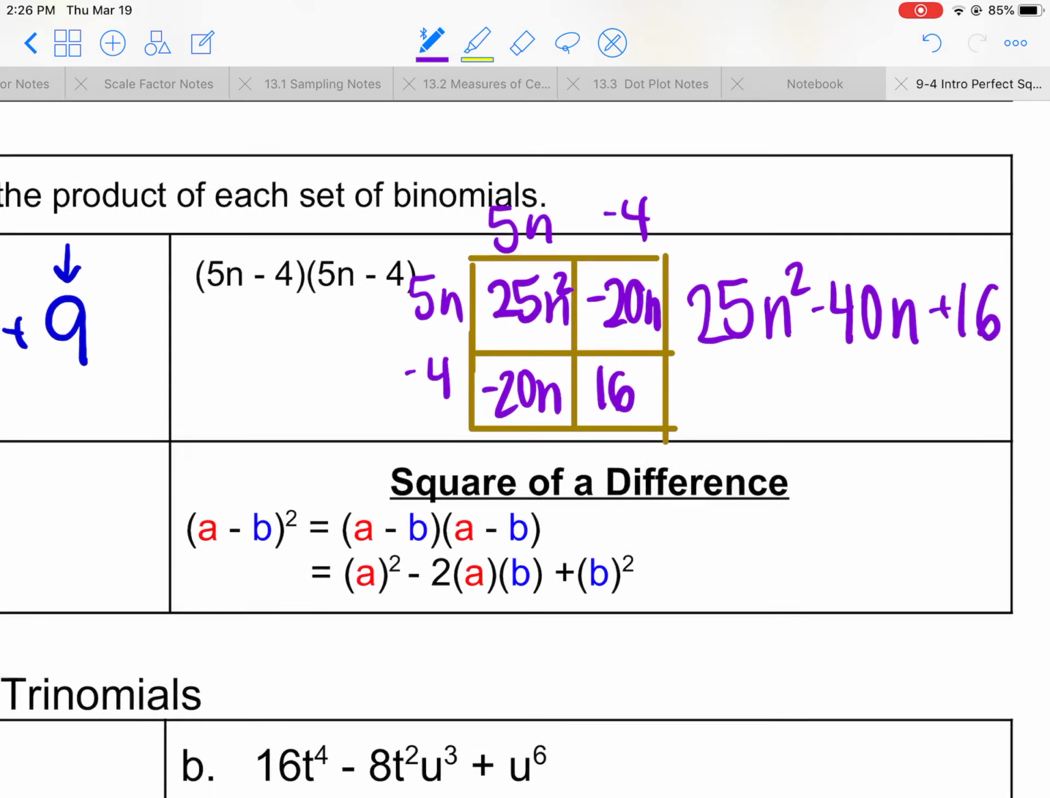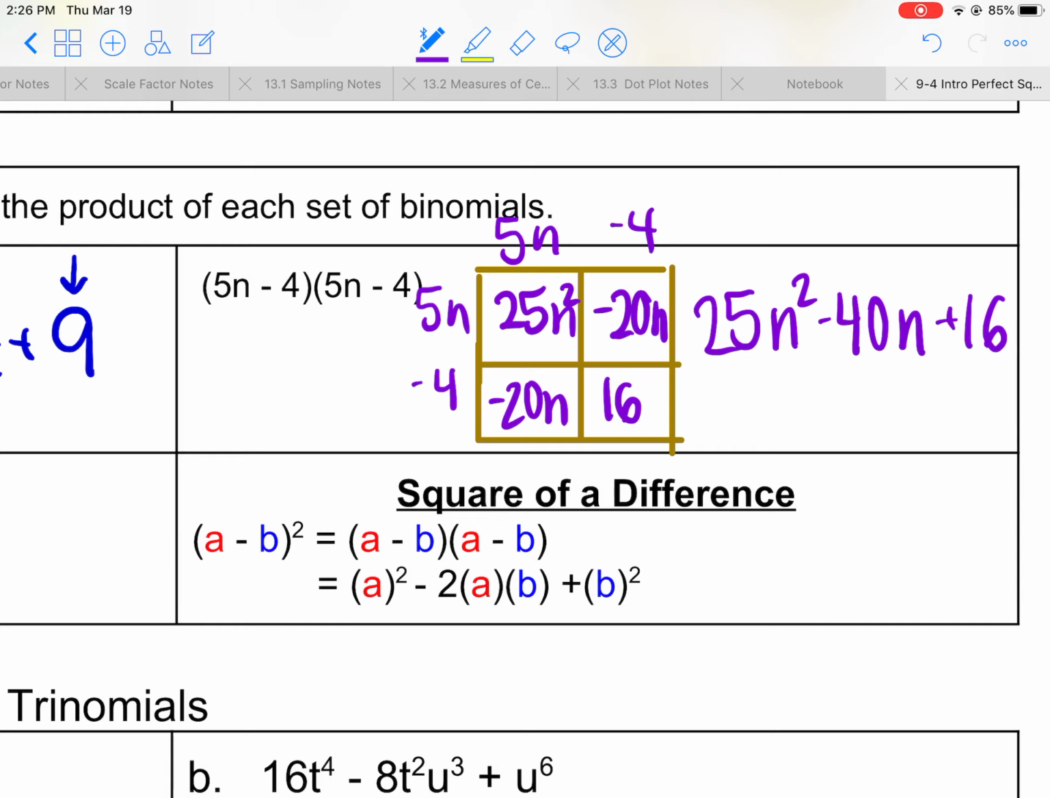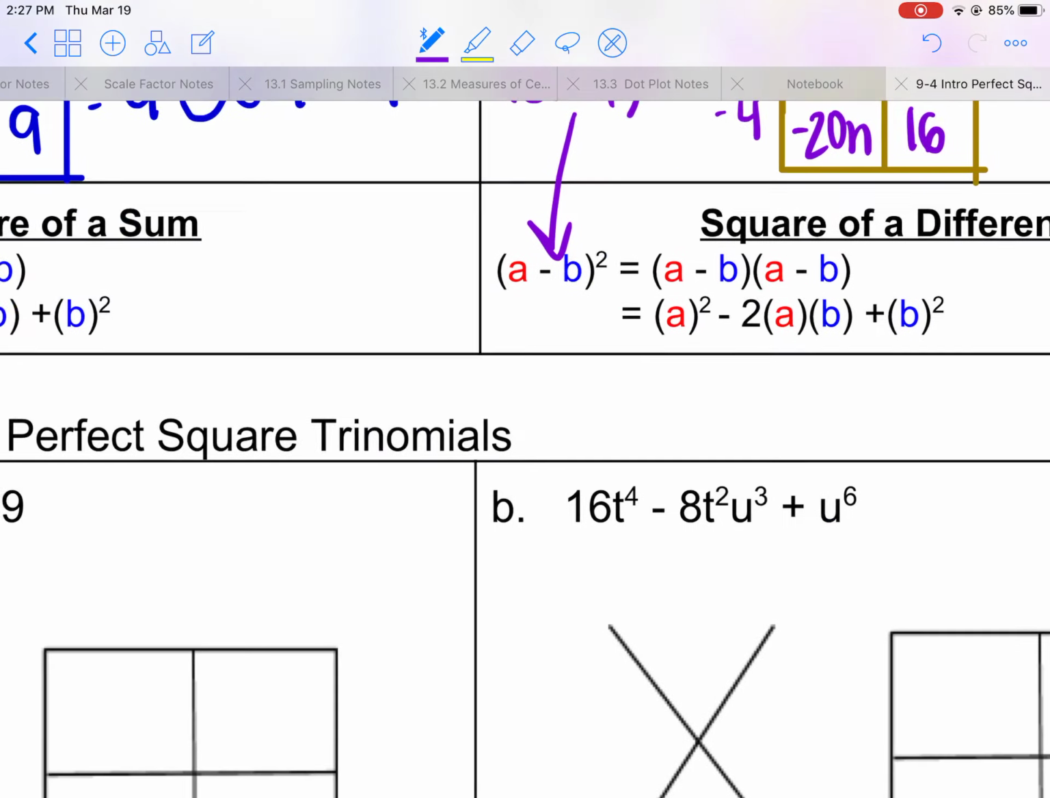That is a square of a difference. And I can also rewrite this as 5n minus 4 squared. And that's where we get this a minus b quantity squared.